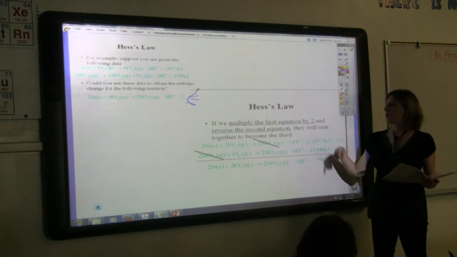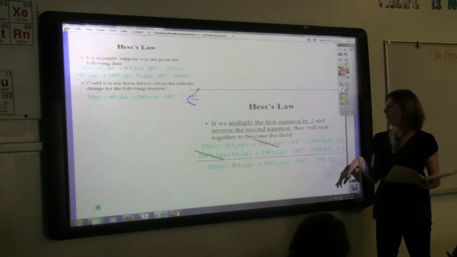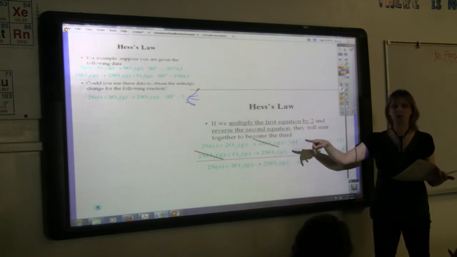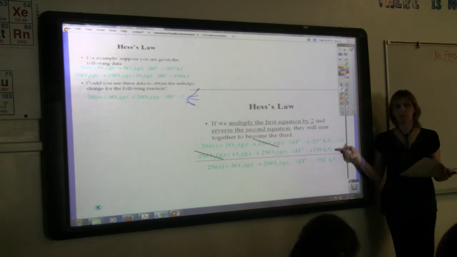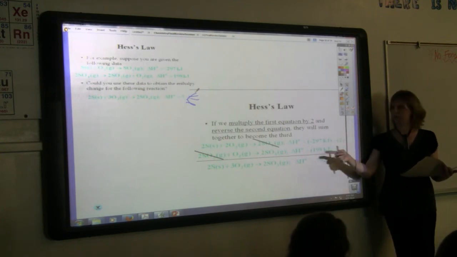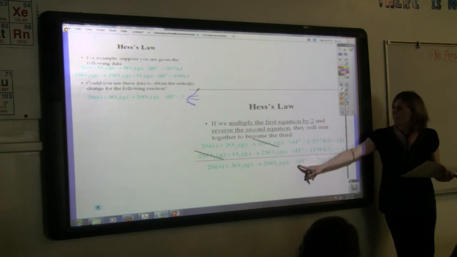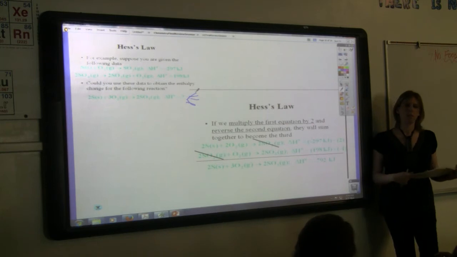So in this case, they multiply the first equation by 2, and then flip the second equation, and when they cross out the ones that are on each side of the equation, you have to do the same thing. Whatever you do to the equation, you have to do to the delta H, and then add it up, and that should give you the final enthalpy.